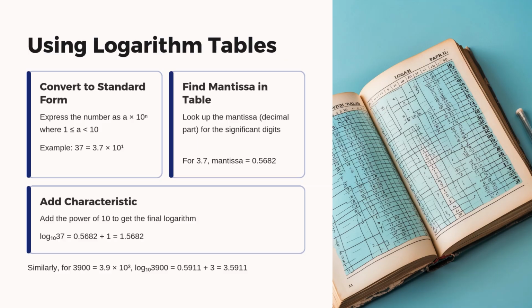Add the characteristic. Add the power of 10 to get the final logarithm. Log base 10 of 37 equals 0.5682 plus 1 equals 1.5682. Similarly, for 3900 equals 3.9 times 10 to the power of 3, log base 10 of 3900 equals 0.5911 plus 3 equals 3.5911.